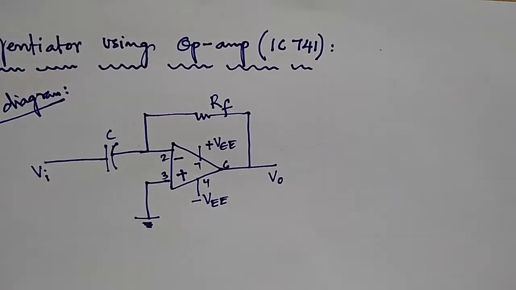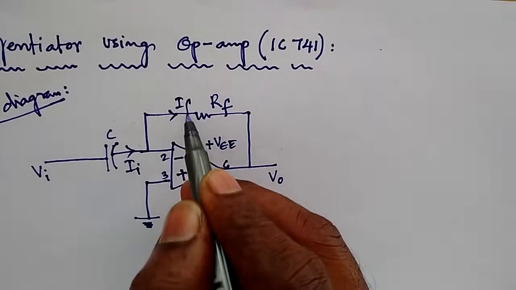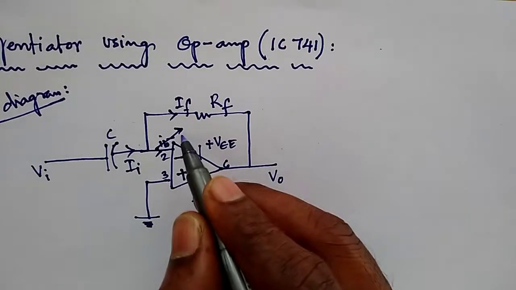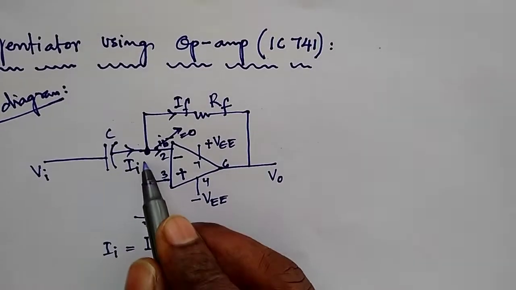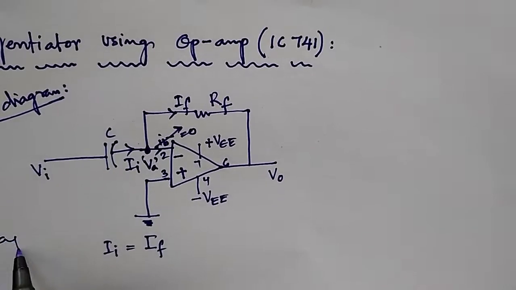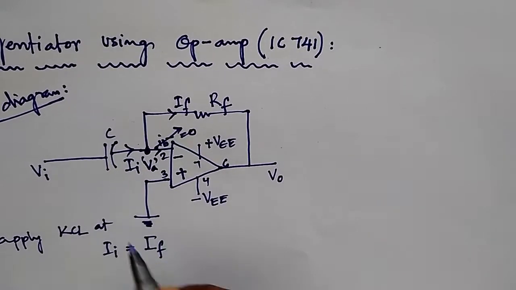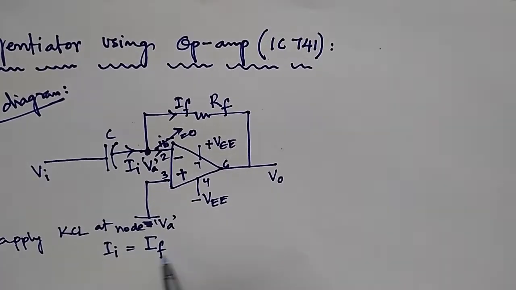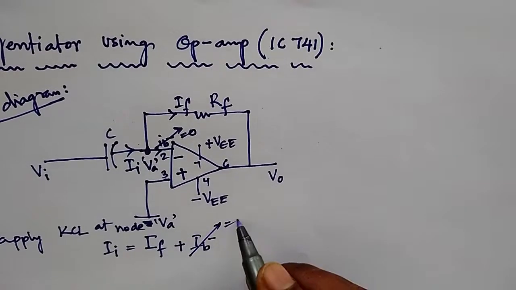differentiator using operational amplifier. At the input stage the current is II and the feedback current is IF. Now the current into the inverting terminal is IB minus, which due to virtual ground is 0. So the input current II is equal to IF. Simply, that node is VA. Apply KCL at node VA: II is equal to IF plus IB minus, and due to virtual ground that current value is 0.